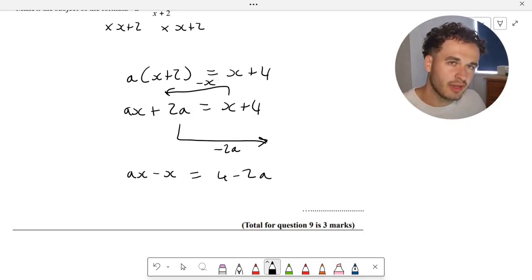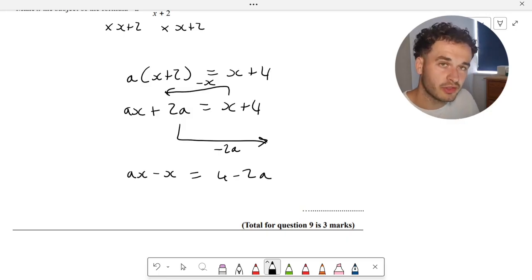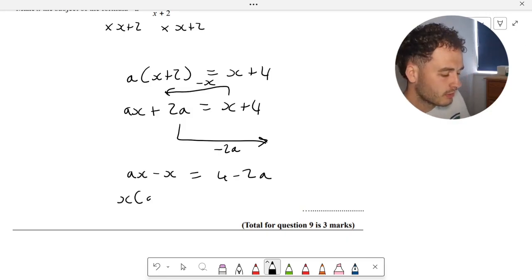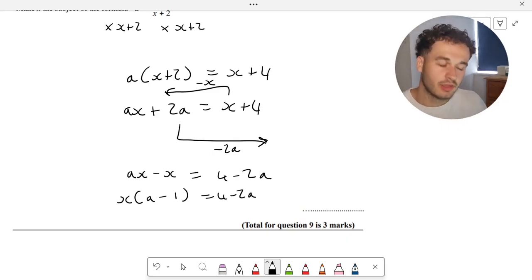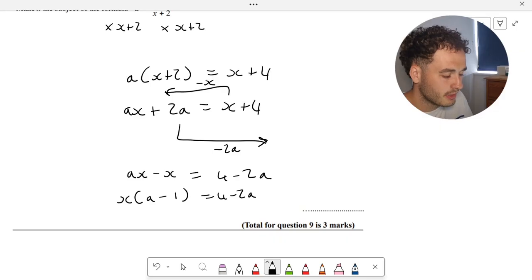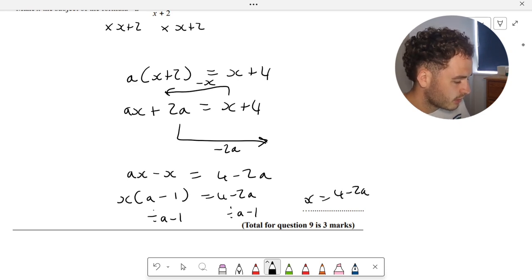Now what do we do to get just one x? We factorize the x out of both terms. x(a minus 1) equals 4 minus 2a. And what's our final step? Brilliant. We divide both sides by a minus 1 to get x by itself. So dividing by a minus 1, dividing by a minus 1, we're just left with x equals 4 minus 2a divided by a minus 1.